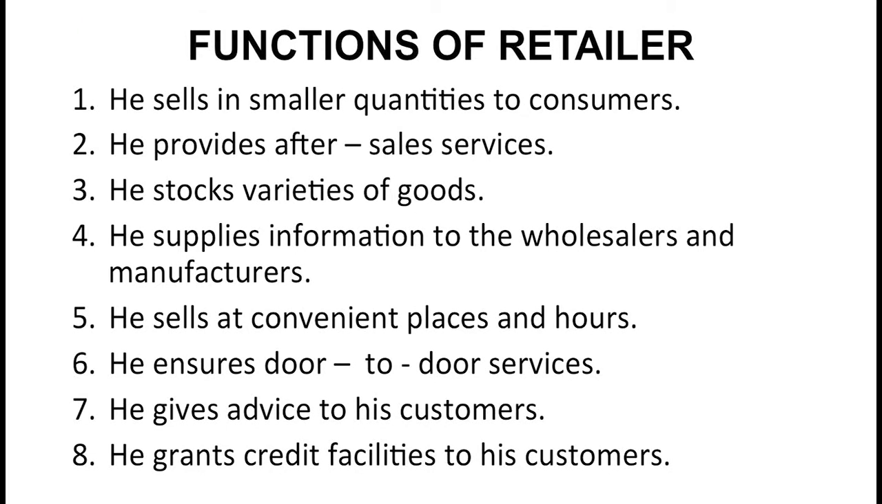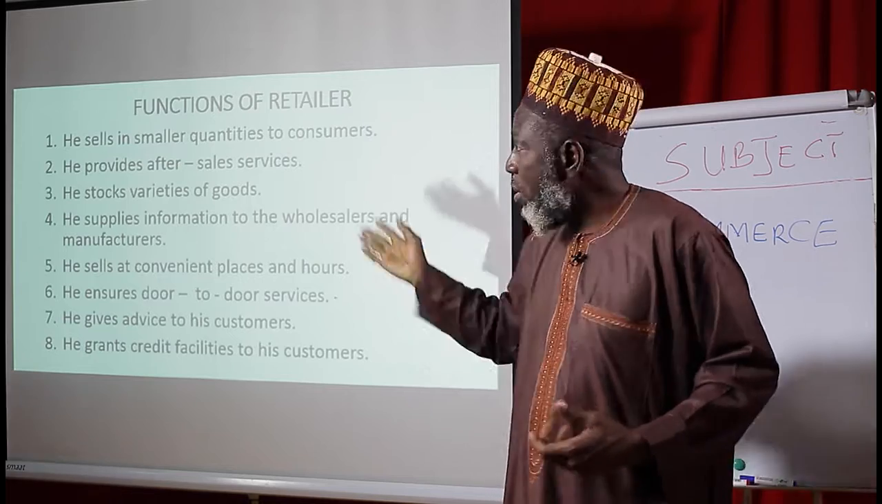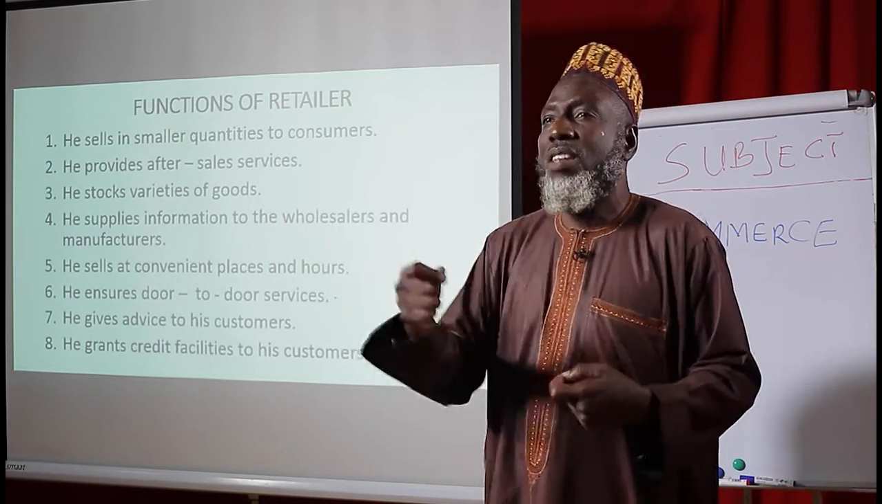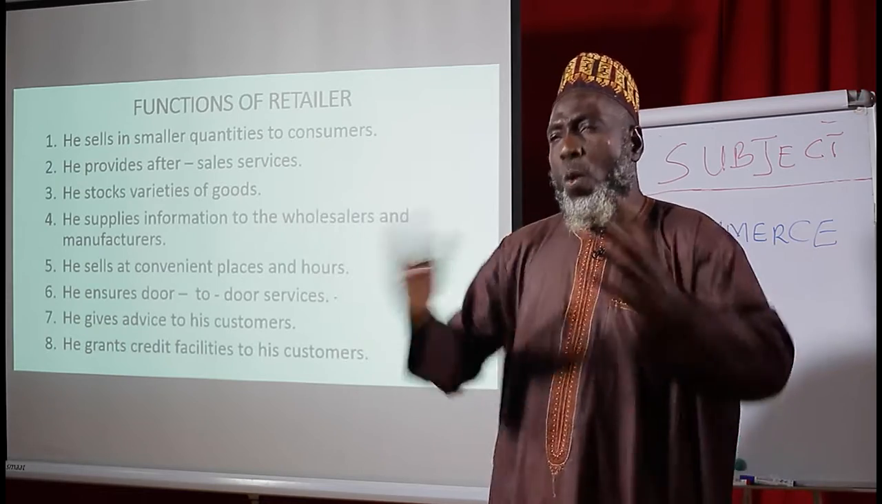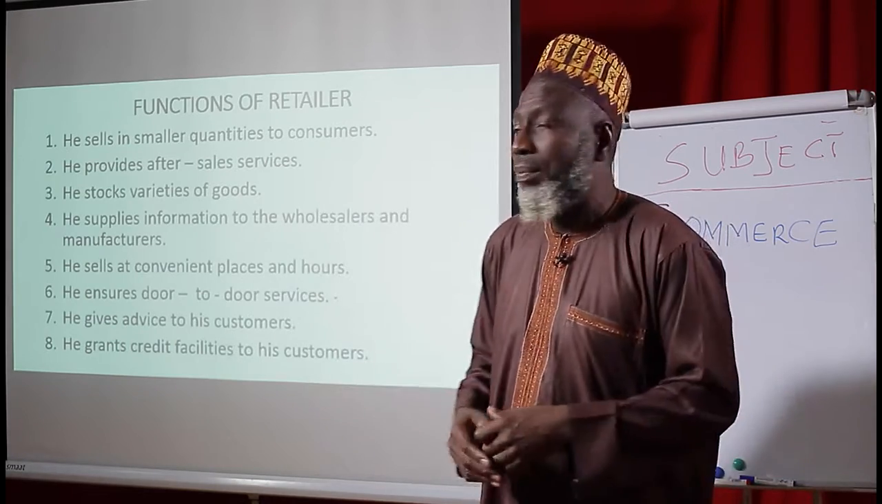Number three, he stocks varieties of goods. We have mentioned this in terms of the features or characteristics of a retailer. Number four, he supplies information to the wholesalers or manufacturers concerning the reactions of consumers, concerning how consumers feel about certain goods that are produced and sold to them. Number five, he sells at convenient places and hours. Convenient places. Sometimes you see retailers moving from one point to another, selling their wares, selling their goods. And they operate sometimes 24 hours.